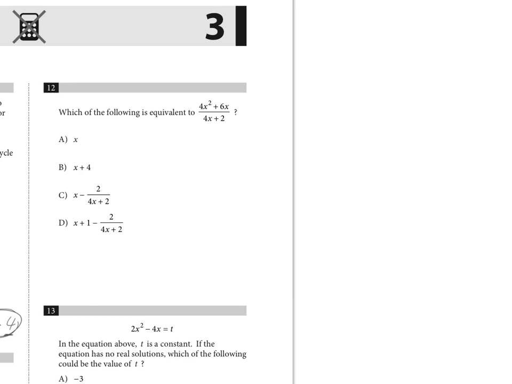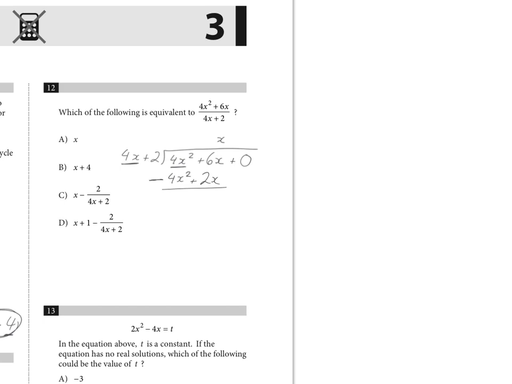Question 12. Which of the following is equivalent to 4x squared plus 6x divided by 4x plus 2? This looks like a polynomial division question, which you usually have one of on an SAT. So what we need to do is divide 4x plus 2 into the numerator, which is 4x squared plus 6x, but we have to remember to put in the plus 0, because we have 0 x's. So we go 4x squared divided by 4x, and that's going to be x, and we put it above the other x's. Then x times 4x gives us our 4x squared, and x times 2 gives us plus 2x.